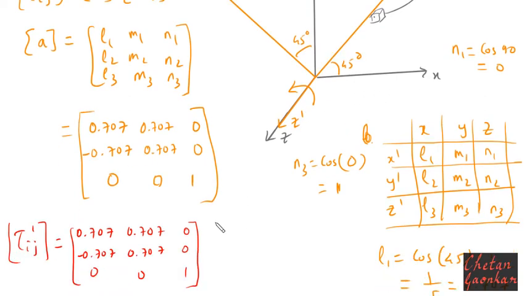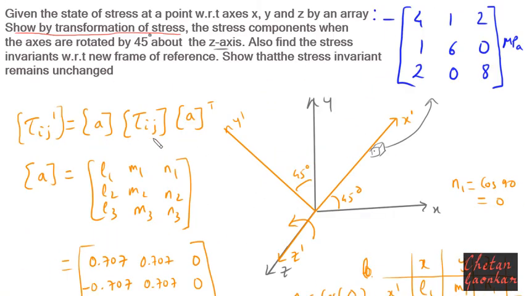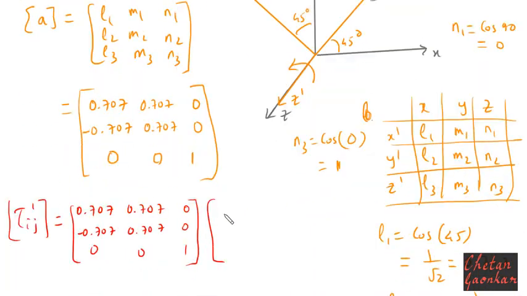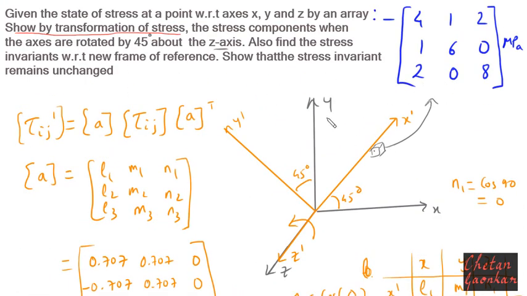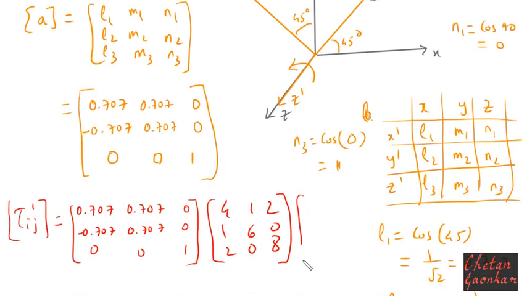Then the actual tau ij was 4, 1, 2, 0, 6, 8, and this is 12, 0. This is the actual stress matrix with respect to the original axes xyz. And then I need to take the transpose of this. So the transpose will be 0.707, minus 0.707, 0, then 0.707, 0.707, 0, and then 0, 0, and 1.